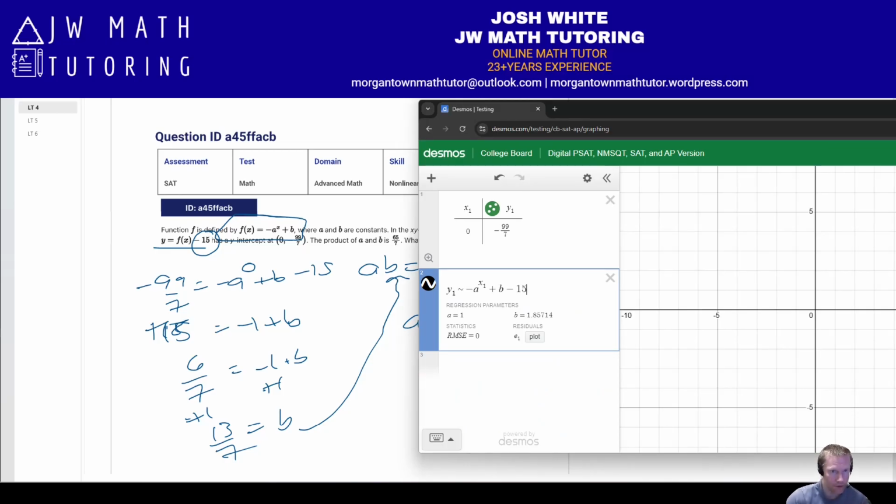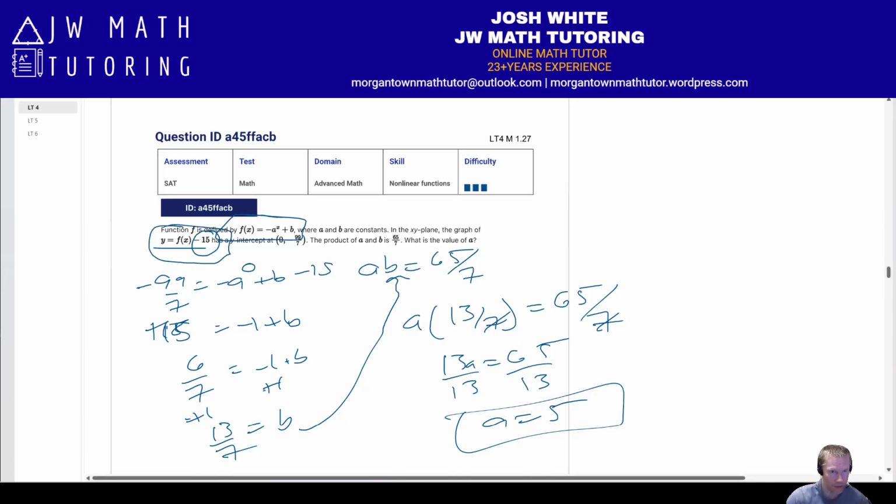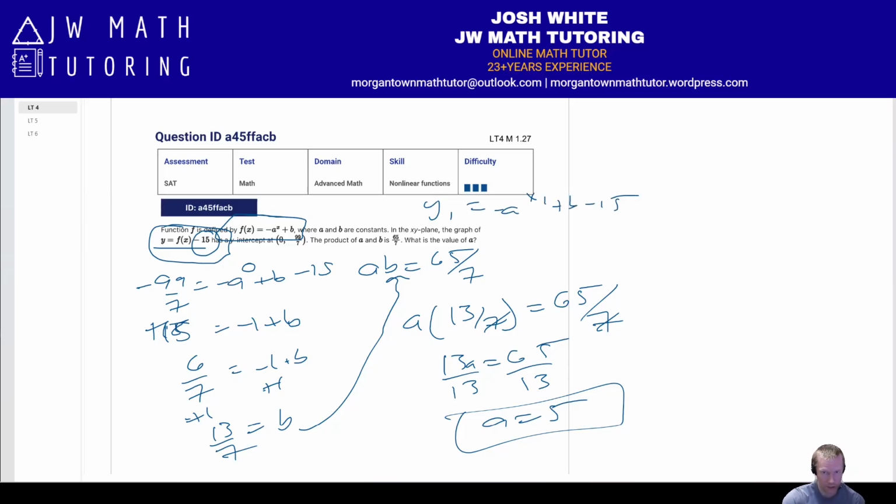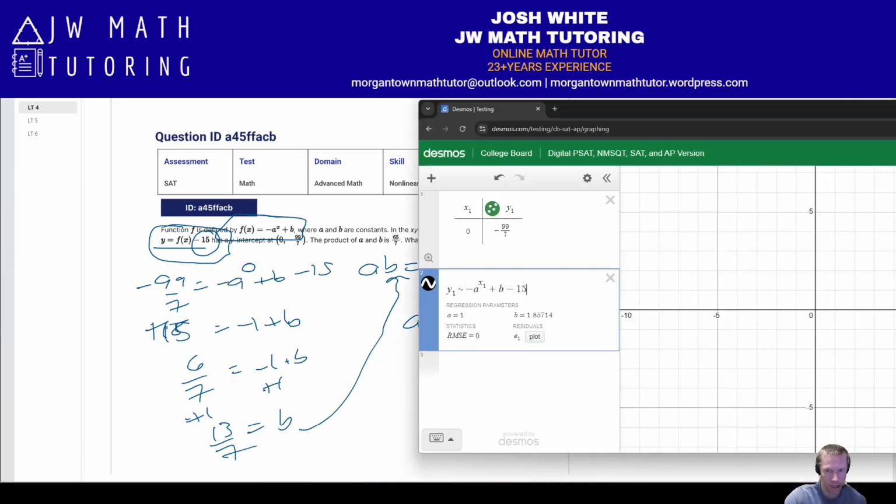Okay? Because really what I'm doing is a regression on this right here. I'm doing y1 equals negative a to the x1 plus b minus 15. And then this is the point I'm using. Okay, so I have that. So that's the first thing I need to take care of. The second thing is here, you have only 1 point, but you have 2 constants. So you can't get an exact answer for 2 constants doing that.